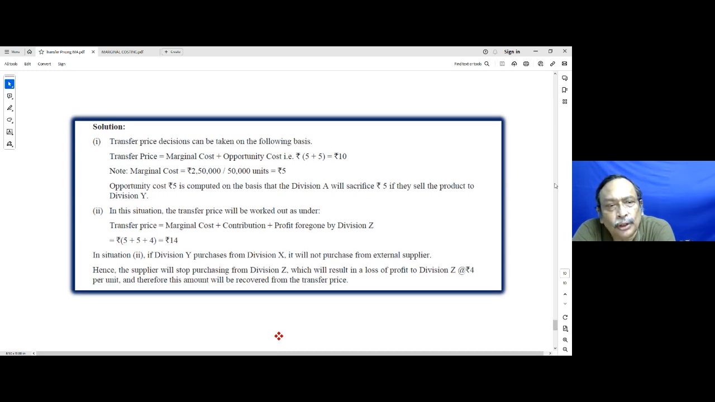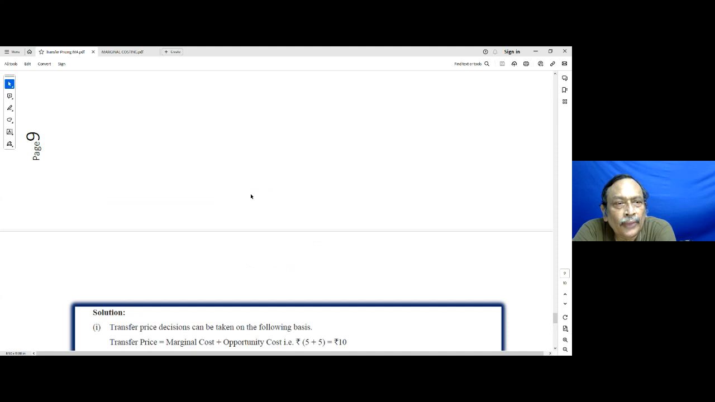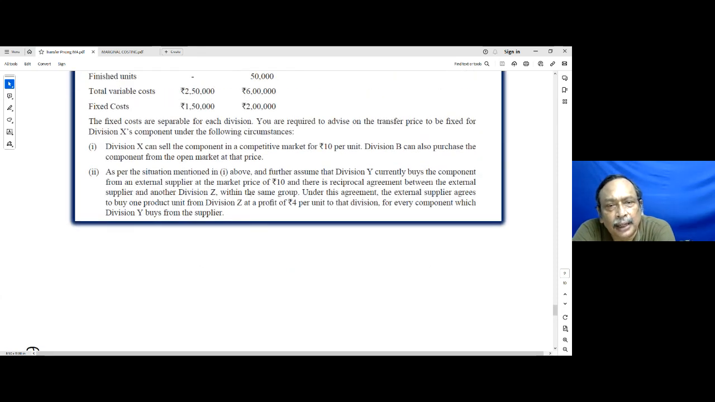So opportunity cost of rupees 5 is computed on the basis that division A will sacrifice rupees 5 if they sell the product to division Y. So the transfer pricing decision, or transfer price, will be marginal cost plus opportunity cost, that is rupees 10. Now we are coming to our second part.